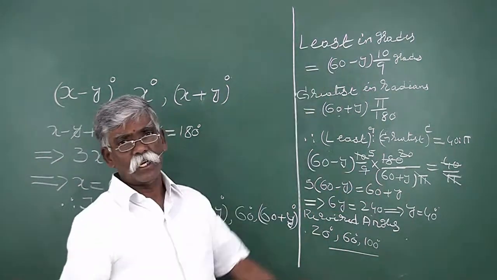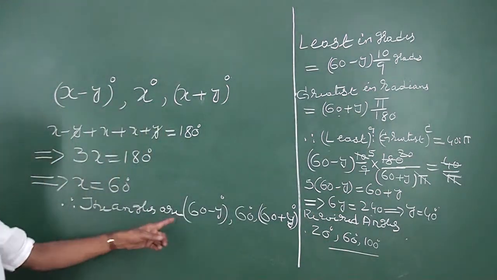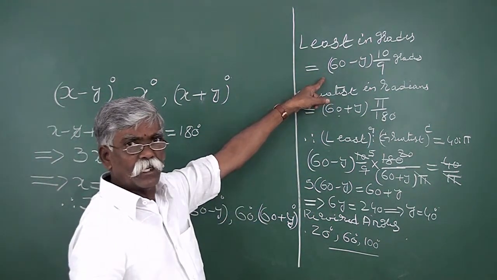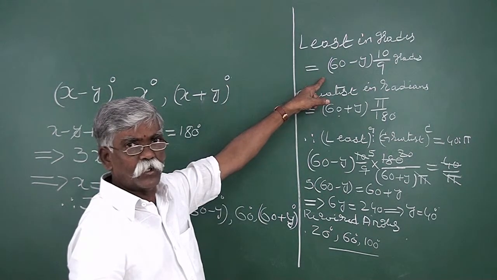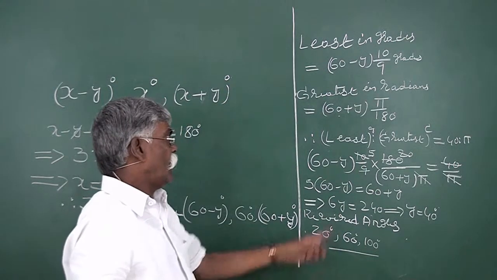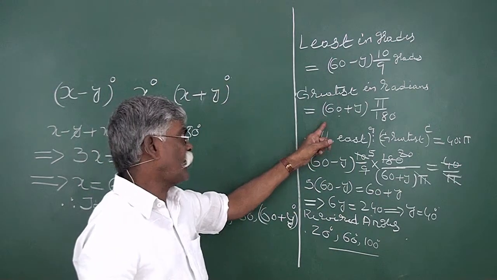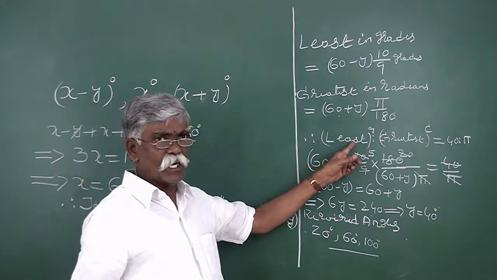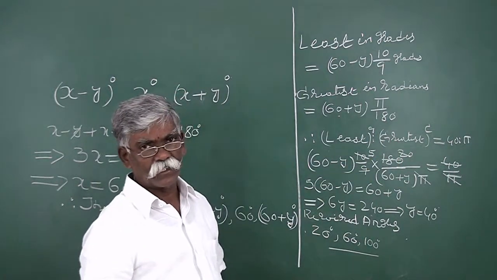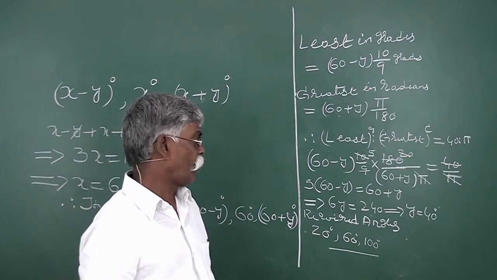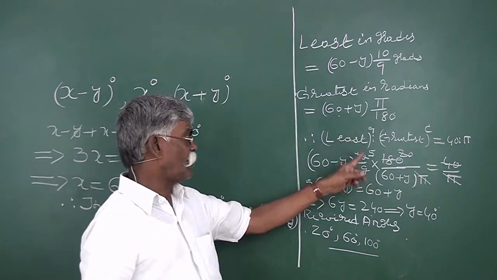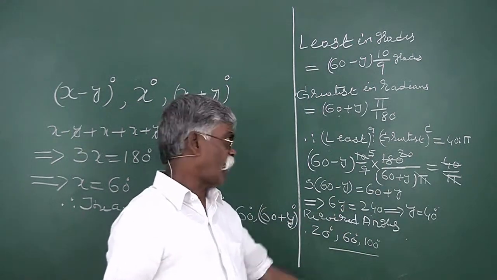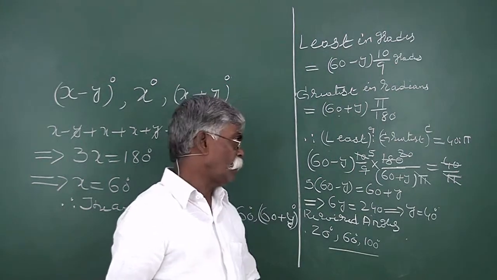Now the least angle is required in grades, and the least angle is 60 minus y, and in grades the least angle is 60 minus y into 10 by 9 grades, and the greatest in radians is 60 plus y into pi by 180 radians. And now the least in grades is to the greatest in radians is given as 40 is to pi. So 60 minus y into 10 by 9, and on reversing, it is 180 by 60 plus y into pi is equal to 40 by pi.